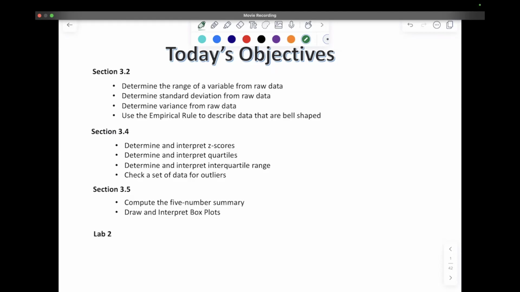It seems like this goes along with my science class a little bit because we just went over the empirical rule today in class. So stats and science do that a lot. So yeah, you probably already know a little bit about it.